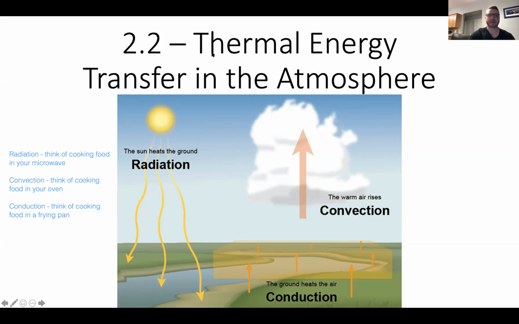There we go. Okay. And then radiation would be the energy that is possessed in the waves of that particular type of radiation. Okay. So a good way to remember these three is just to think of food, right? How do you cook your food? Is it radiation? Are you cooking it in the microwave? Are you cooking it in the oven, like baking it? That would be convection. Or if you're cooking in a frying pan, that would be conduction.